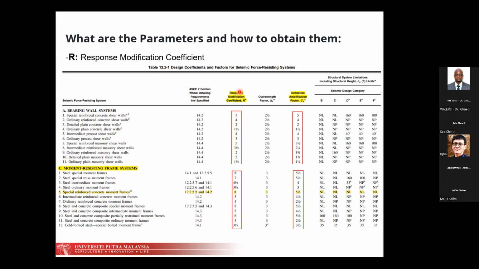So this coefficient takes into account the nonlinearity of the structure, because as I said before, we don't design for an elastic structure. We allow some damage, and the equivalent lateral force is considered a linear method. So how do we take into account the nonlinearity of the materials and of the structure? It's by this coefficient. So let's say we have a special reinforced concrete moment frame, we will have a response modification coefficient of 8.